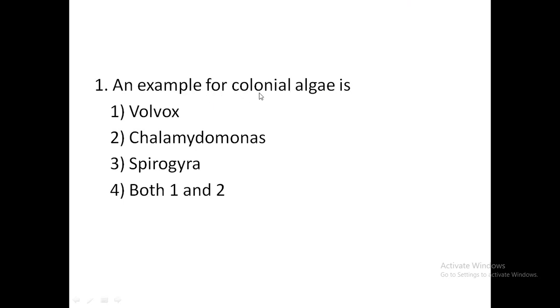Colonial means the algae which live in a colony, which form a colony. Here, Volvox is colonial. Volvox is actually unicellular only, but it lives in a colony, whereas Chlamydomonas is unicellular, but it does not live in a colony. Spirogyra is filamentous. Hence, the colonial algae example is Volvox. If they ask unicellular and independent, Chlamydomonas. If they ask filamentous algae, then Spirogyra.